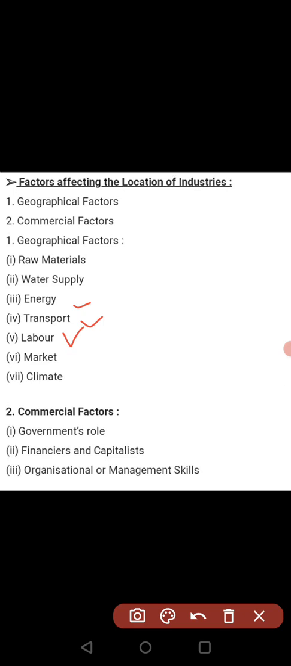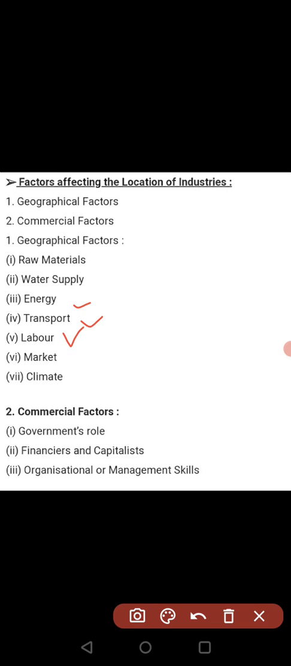Then financiers and capitalists. Obviously finance is indispensable. We cannot neglect the need of finance in establishing an industry. There's a huge need of finance. So it's a commercial factor that enough finance should be available at good prices, at a good rate of interest, for the long term. So it's also an important factor.